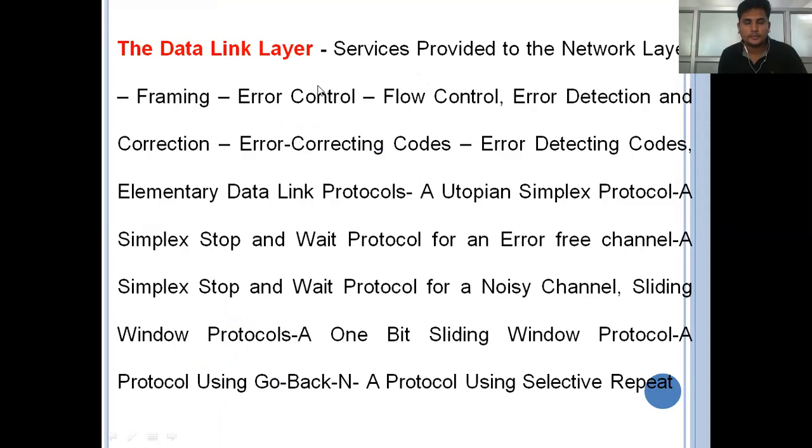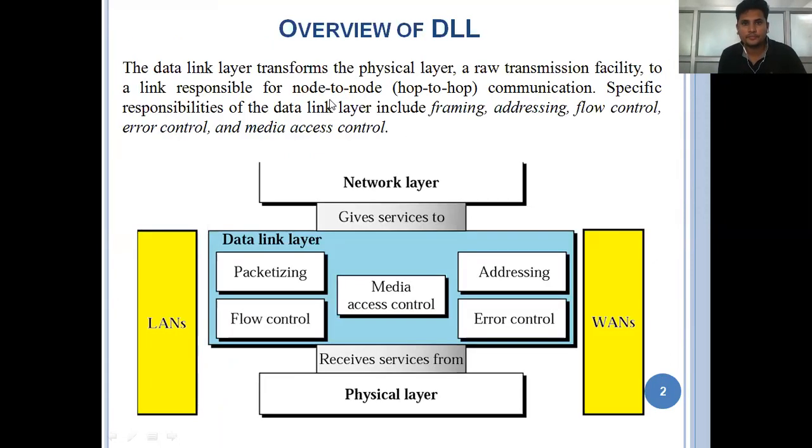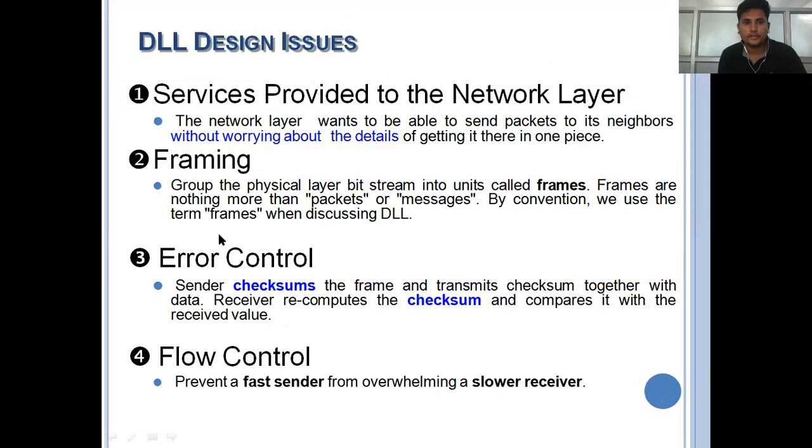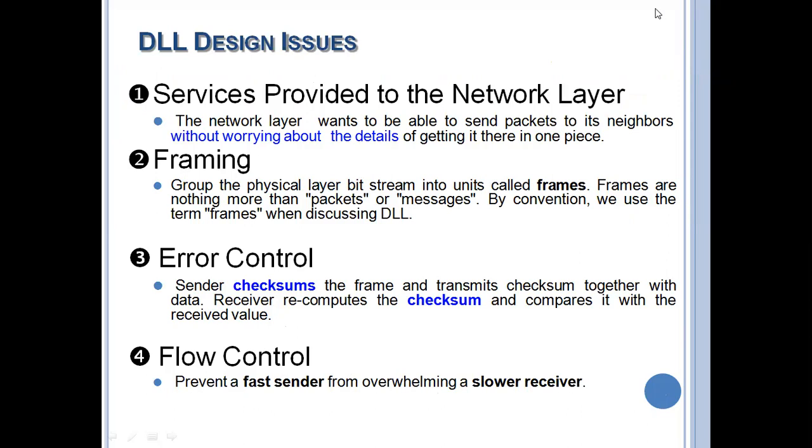The data link layer is placed between the physical layer and the network layer. The major services and design issues of the data link layer are error control, flow control, framing, and services provided to the network layer. These four are the major design issues of the data link layer.